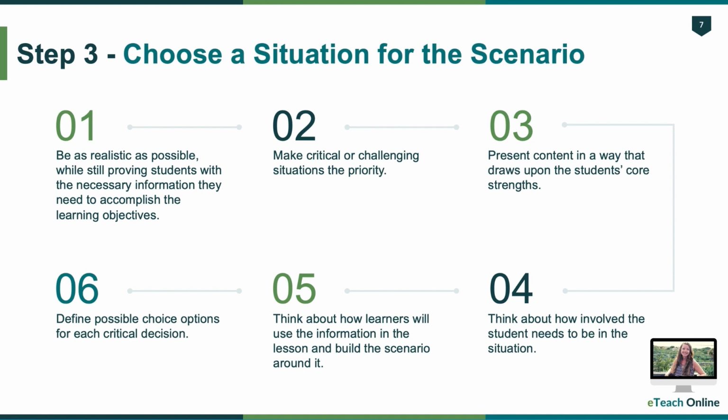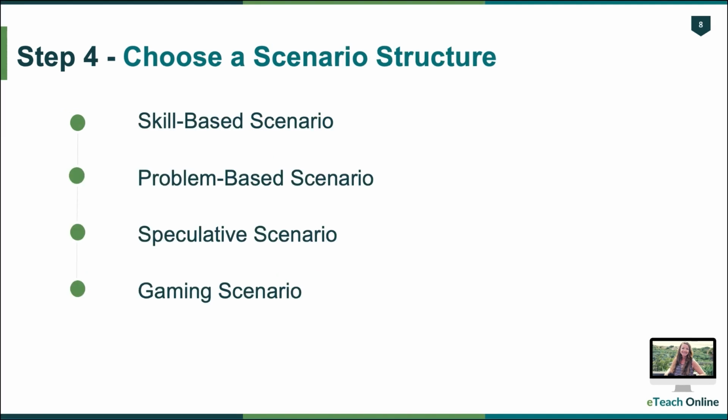You need to define possible choice options for each critical decision. Choices should not be obvious. And lastly, each choice generates a consequence. Provide detailed feedback for each option by showing its consequences. Step 4. Choose a scenario structure.